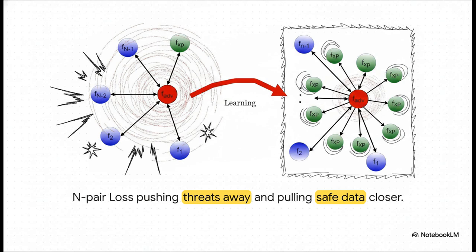But what happens when mutants try to blur the lines between those clusters? Well, this is where the researchers introduced a modified n-pair triplet loss. Think of this metric learning loss like a highly aggressive magnetic bouncer for our data clusters. That red node right in the center is our anchor. This bouncer violently pushes away the dissimilar mutant threats, those blue nodes on the outside, while simultaneously pulling the safe, genuine traffic, the green nodes, as close to the anchor as possible. It literally forces a massive, mathematically distinct gap between safe traffic and disguised attacks.